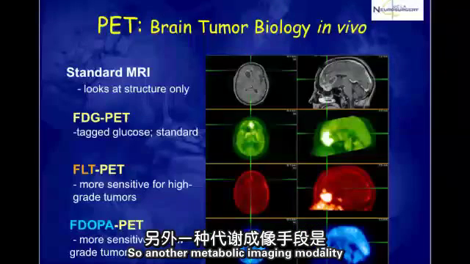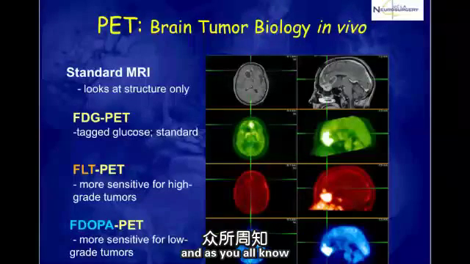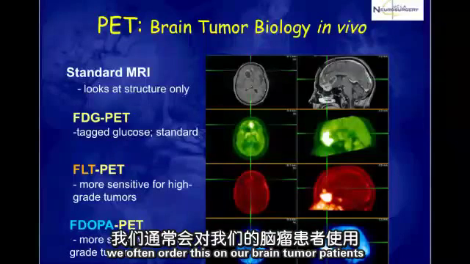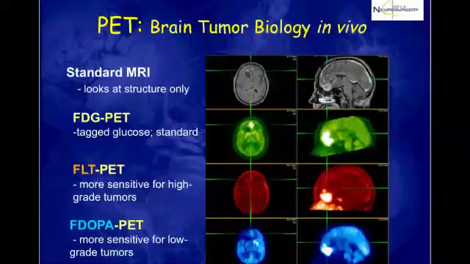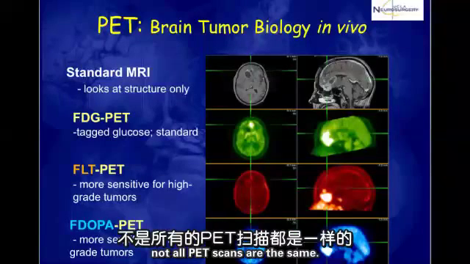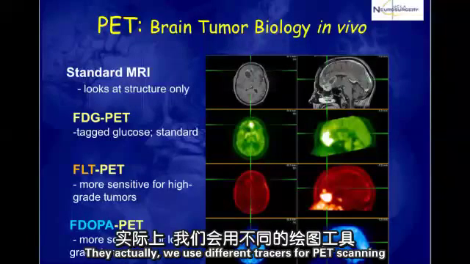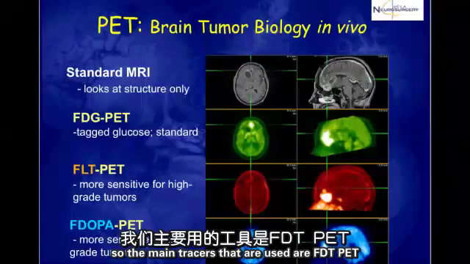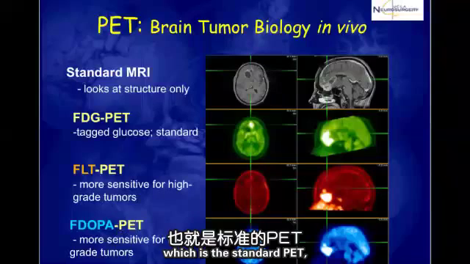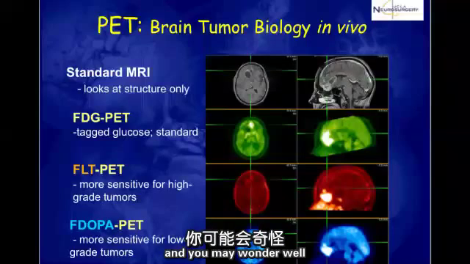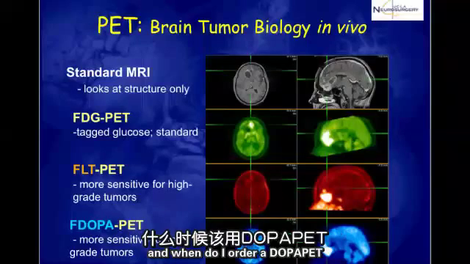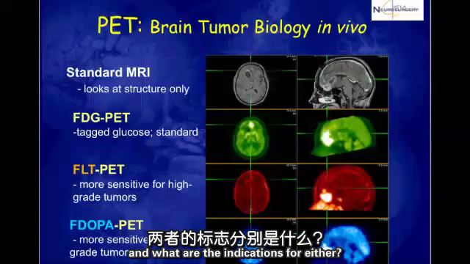So another metabolic imaging modality is PET scanning, and as you all know, we often order this on our brain tumor patients, but we do this for certain indications, and I guess the take-home message here is that not all PET scans are the same. We use different tracers for PET scanning for tumors for different purposes. So the main tracers that are used are FDG PET, which is a standard PET, a glucose PET, and then we're using DOPA PET quite a bit here. And you may wonder, well, when do I order an FDG PET and when do I order a DOPA PET, and what are the indications for either?